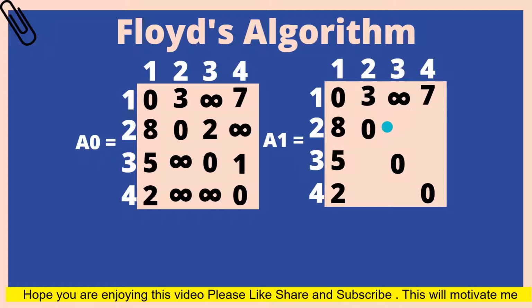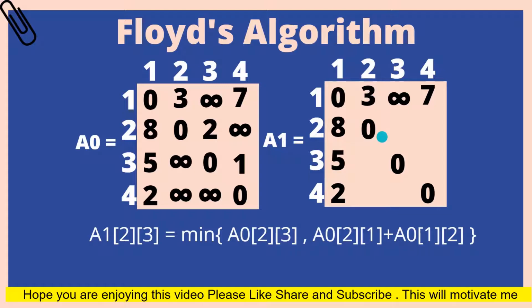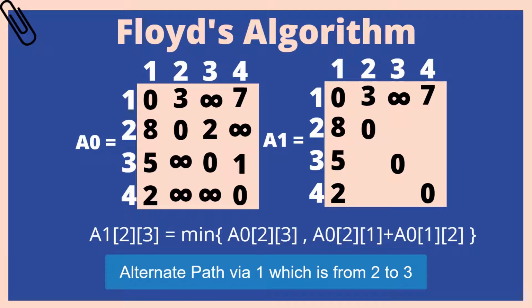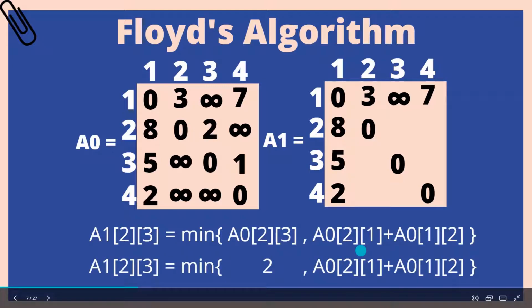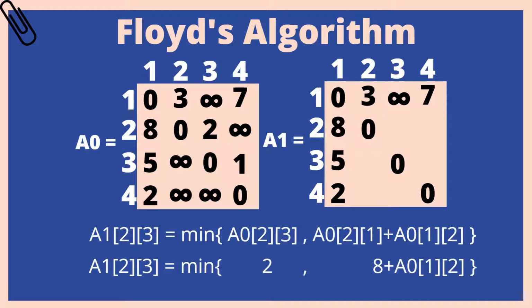So now the first element to be filled is A1[2,3]. So we can see that for A1[2,3], we are going to take the minimum of A0[2,3] or A0[2,1] plus A0[1,3]. This is because we are checking that if there is any alternate path via 1 to reach from 2 to 3. So A0[2,3] is 2. Now A0[2,1] is 8, A0[1,3] is infinite. So the minimum of these two is going to be 2. So we will put 2 over there.